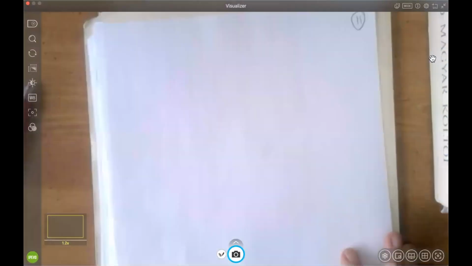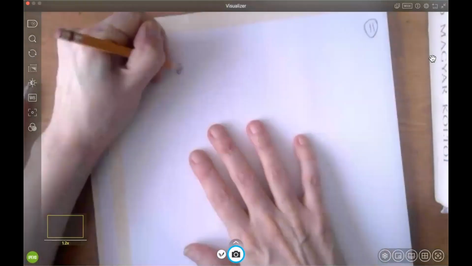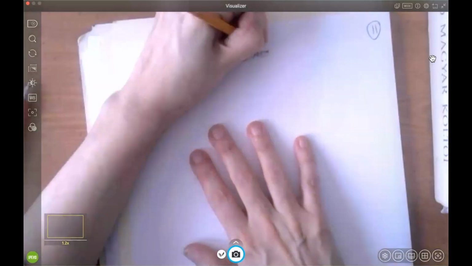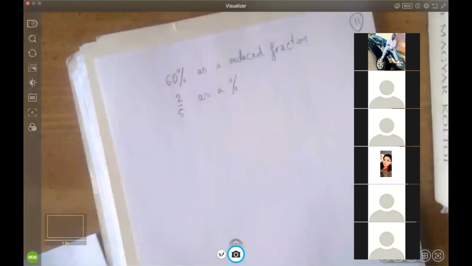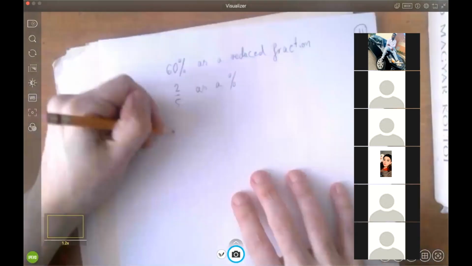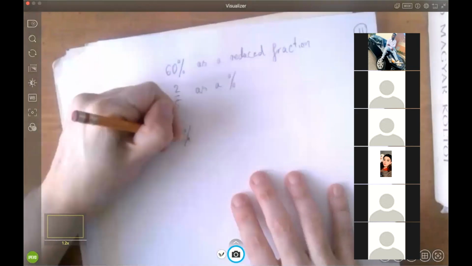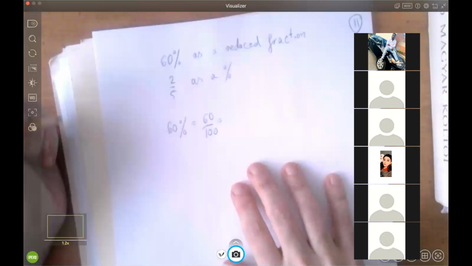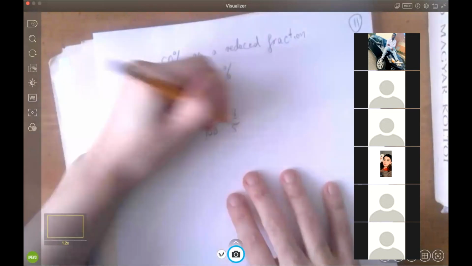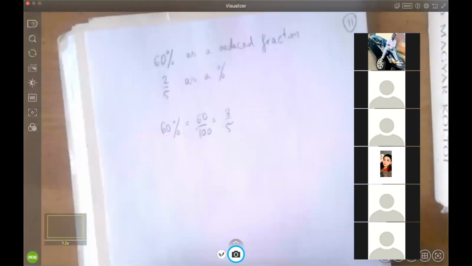So I'll just give you two more. 60% as a reduced fraction, please, and 2/5 as a percent. All right. 60% should come out to 3/5. Yes. So 60% is 60/100, and when we divide by 20, we get 3/5. Very good. And then 2/5 turns out to be what percent?